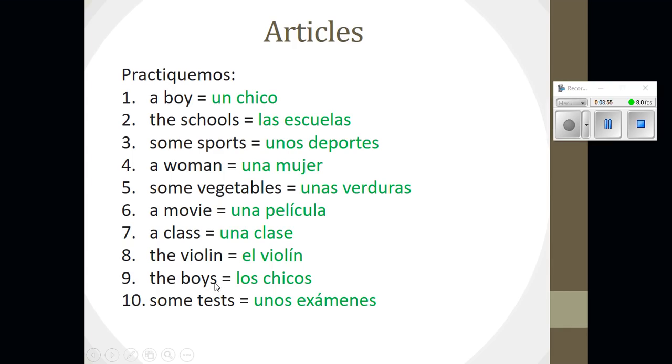The boys, okay? Words for the are el, la, los, and las. We know that chicos is plural and masculine, therefore we need los. And finally, some tests. Unos exámenes. Unos, because exámenes is masculine.